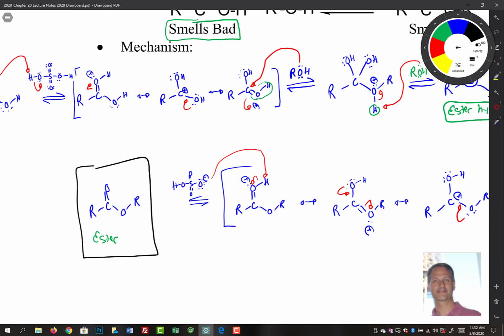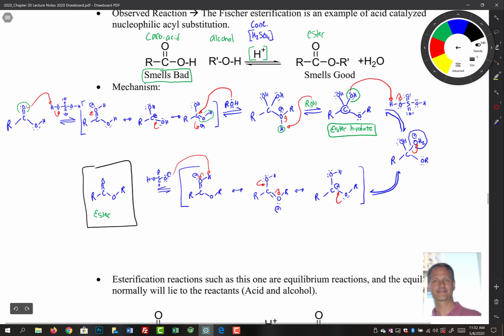So I want you to start feeling comfortable with going back and forth with this type of reaction, so that you don't have to just rote memorize mechanisms. The hydrolysis of the ester and the formation of the ester are related reactions.